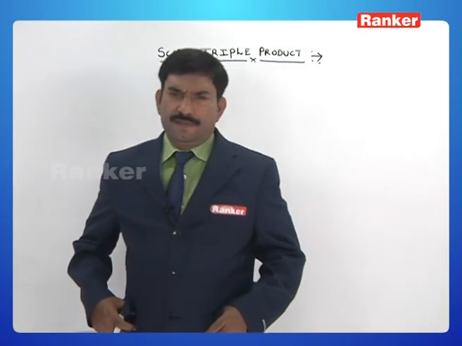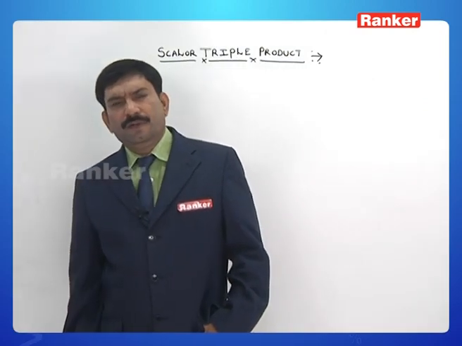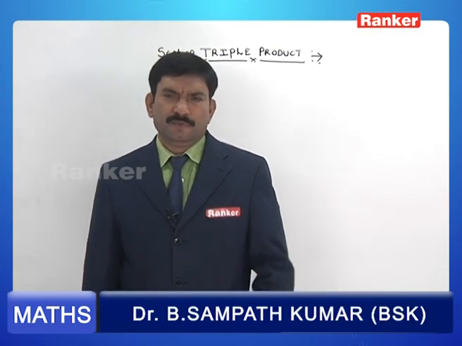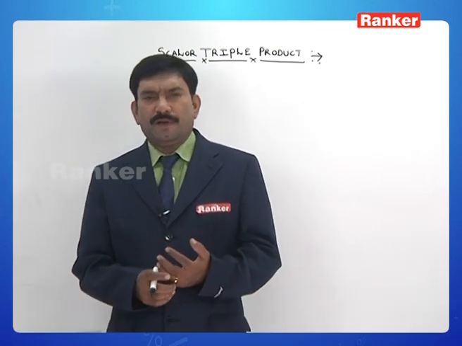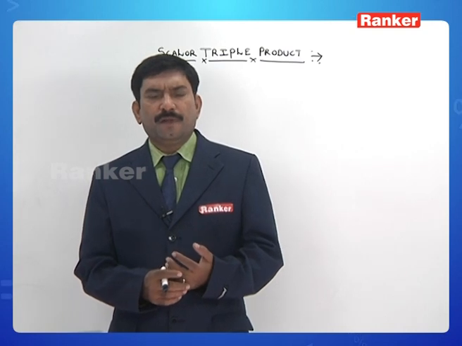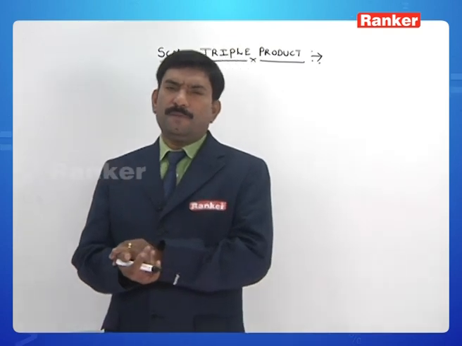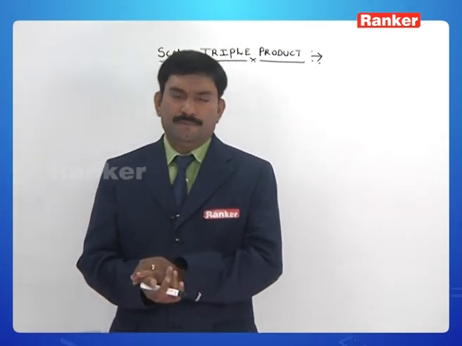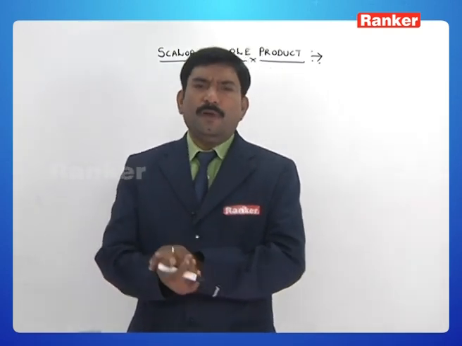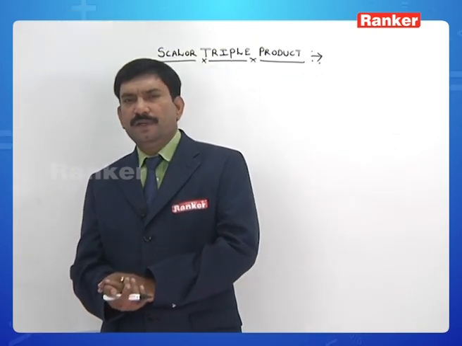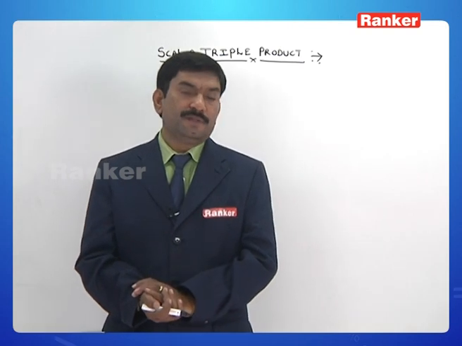As we have discussed, the volume of a tetrahedron and the volume of a parallelepiped. If A bar, B bar, C bar represents the coterminous edges of a parallelepiped, then the box of A bar, B bar, C bar represents a volume. What about the volume of a tetrahedron? V is equal to plus or minus 1 by 6 into box of A bar, B bar, C bar.